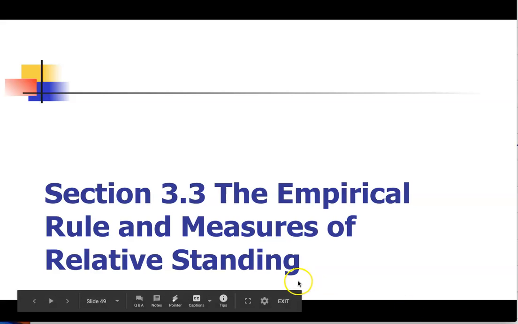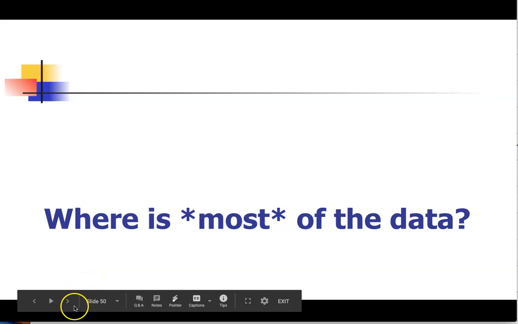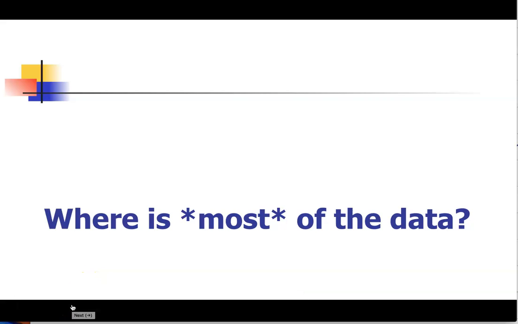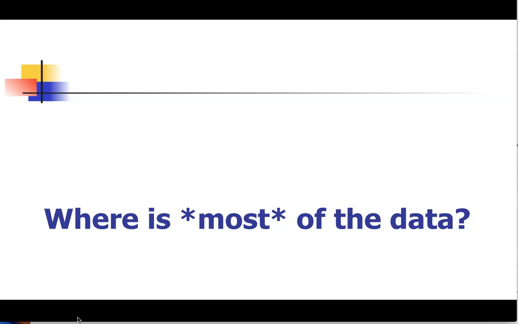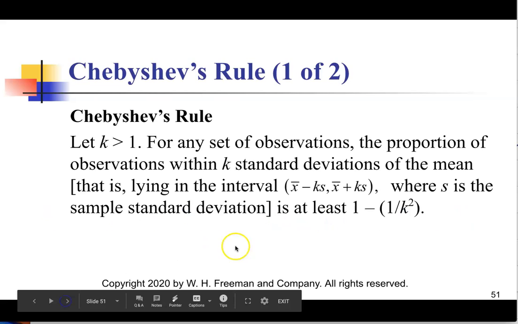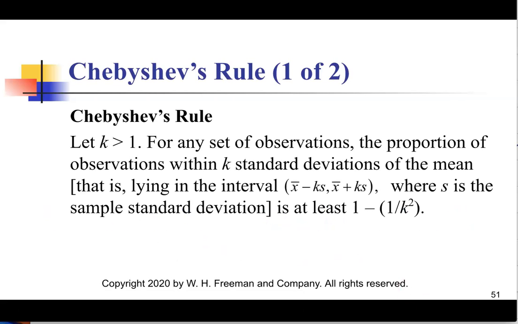So the first thing that we need to talk about, though, is how can we describe where most of the data is located? Whether that most is 50%, 80%, 99%, where could we find some percentage of our data? So we'll start with Chebyshev, and this rule is going to apply to any distribution. So this is powerful because we can do this whether the distribution is normal or not.